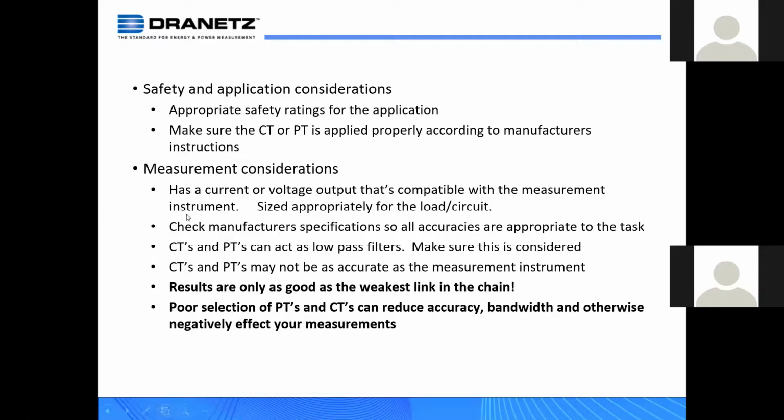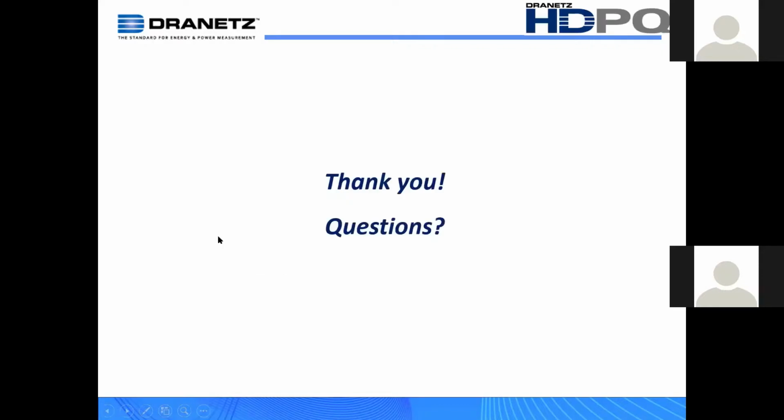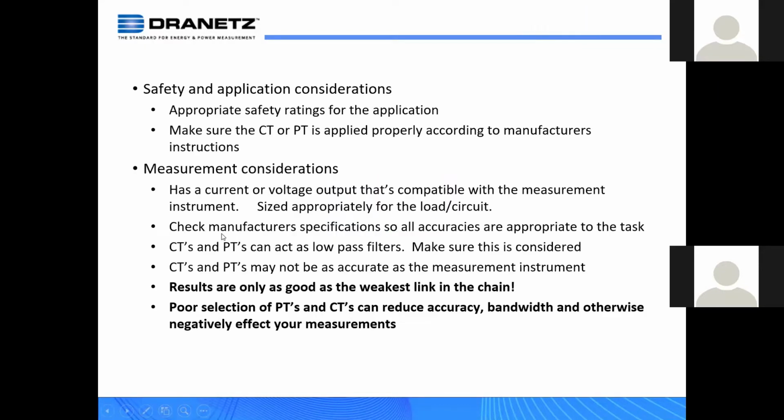Also note that CTs and PTs can act as low pass filters. The bandwidth of these and the cutoff is typically in the 400, 500, 600 hertz range for typical fixed installed CTs, such as metering CTs and also PTs. That is perfectly fine to measure just your base stuff. But if you're going to look at harmonics, you're going to look at transients, these transducers could be filtering out the very things that you're looking for.